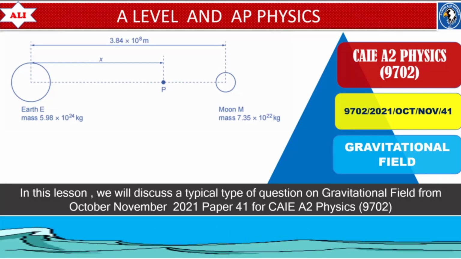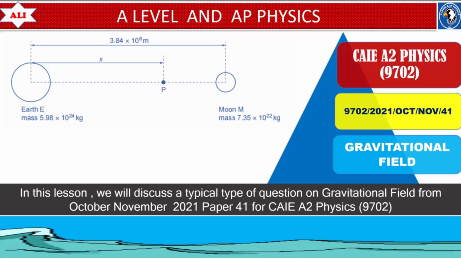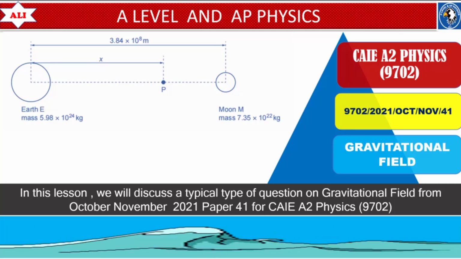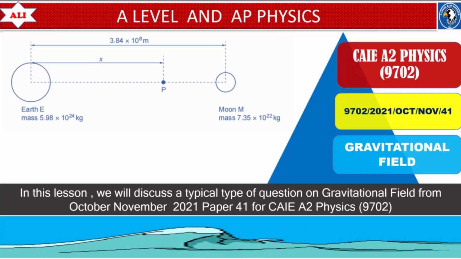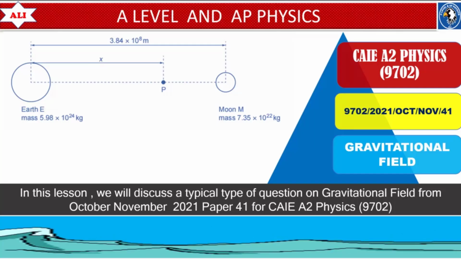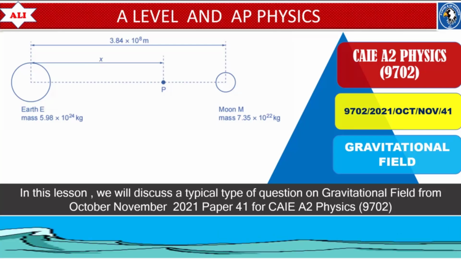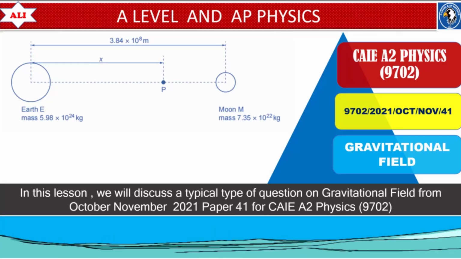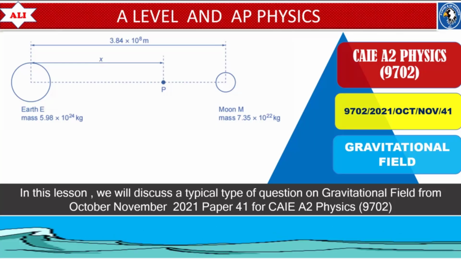In today's lesson, we will discuss a typical type of question on gravitational field from October-November 2021 paper 4 variant 1. In this lesson, we will discuss what gravitational potential is. Actually, in physics, gravitational potential is not defined. Only gravitational potential difference is defined. So we will discuss how we can define gravitational potential at any given point. We will also discuss how to find the position of the neutral point between the moon and our planet. At the end of this lesson, we will also discuss how to determine the value of gravitational potential at the neutral point between our planet and moon. So we're going to discuss some very good points about gravitational field in today's class.